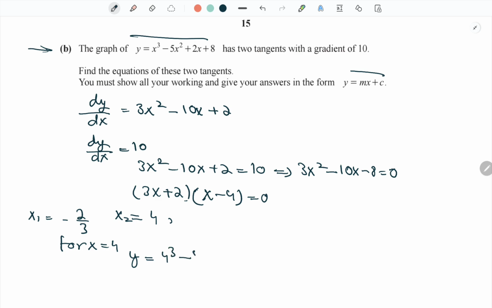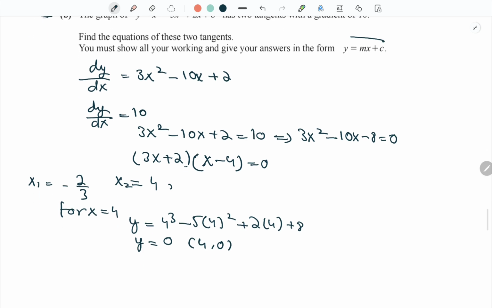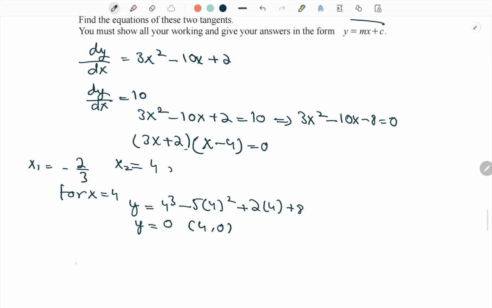So 4 cube negative 5 times 4 square plus 2 times 4 plus 8. Okay, so I just directly write the value. So 4 cube is 64, and then 4 square is 16 times 5 is 80, and then 2 times 4 is 8, and 8. So that means we get the answer 0. So the point is 4 comma 0. Now we substitute the next point, that is negative 2 over 3, for x.